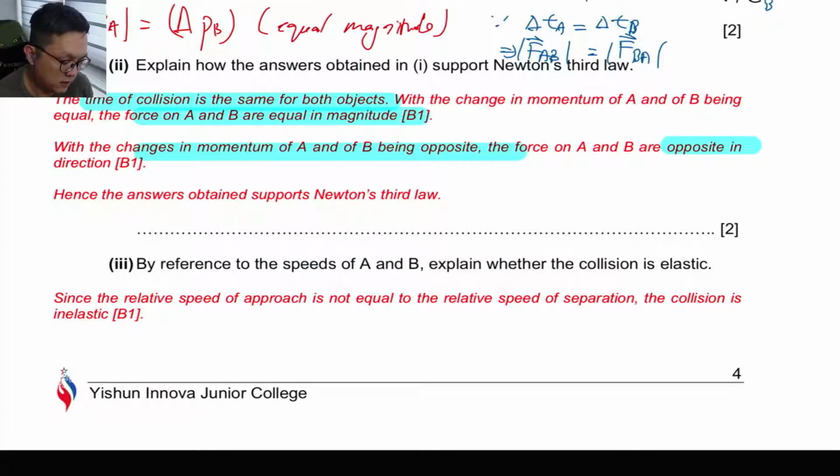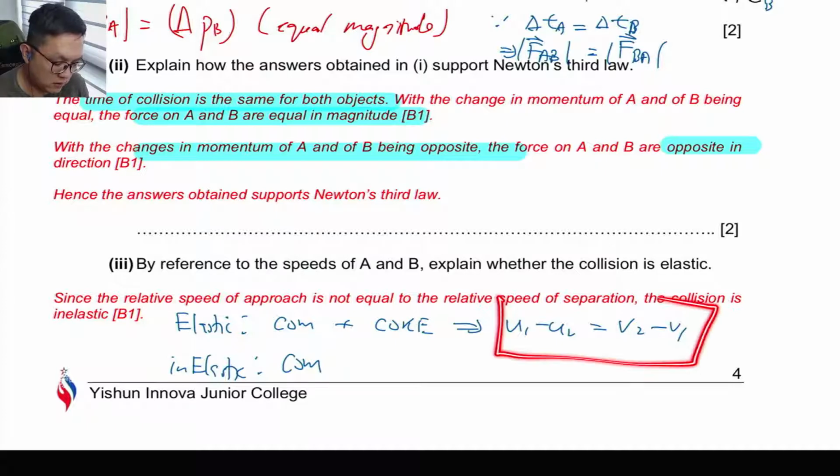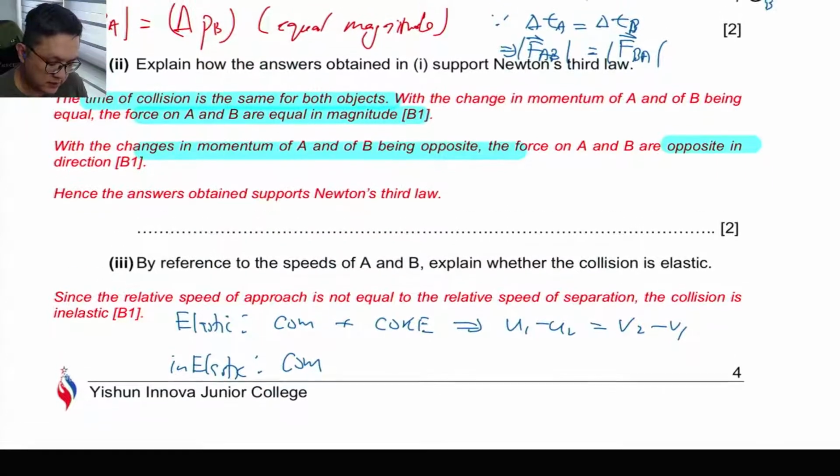Let me write down. So for elastic, I can do two things. I can do conservation of momentum plus conservation of KE. In inelastic, I can only do conservation of momentum. Anyway, conservation of momentum and conservation of KE combined, I can get U1 minus U2 equals V2 minus V1. So all I need to do is to use this formula to check. Let's try to sub. Let's write it out again.